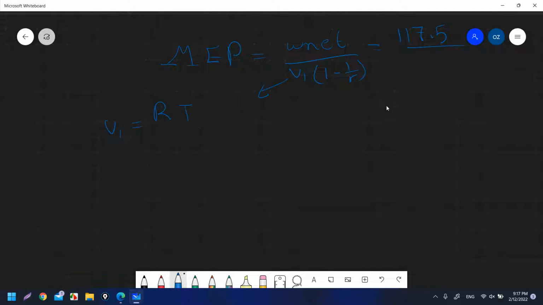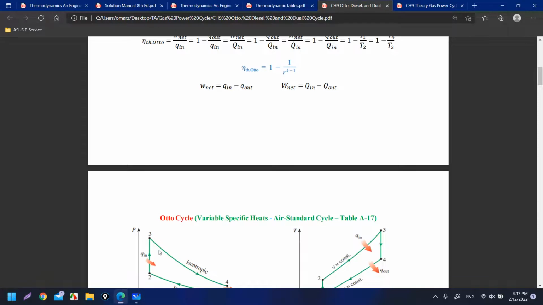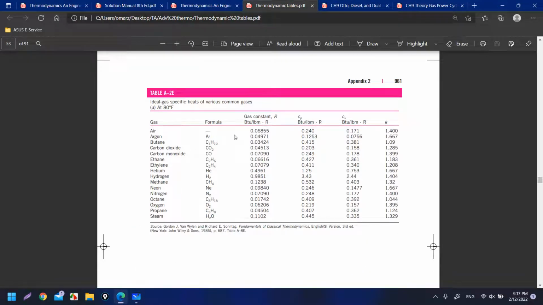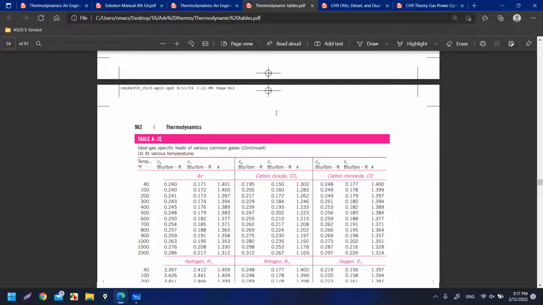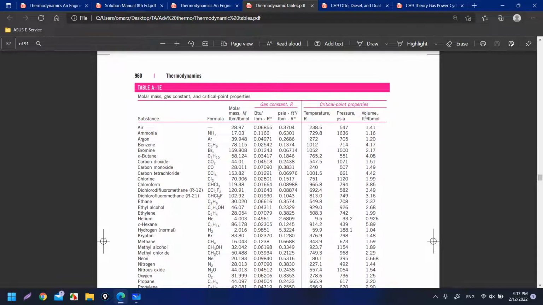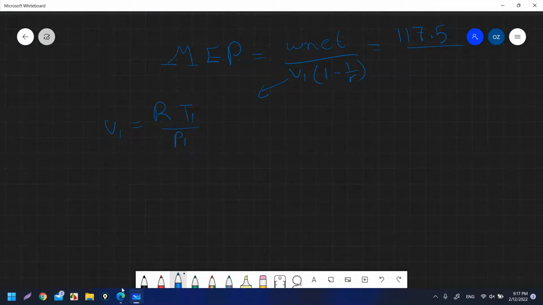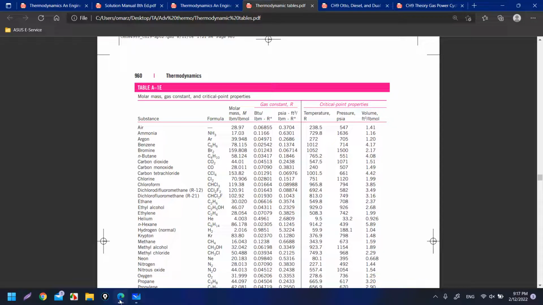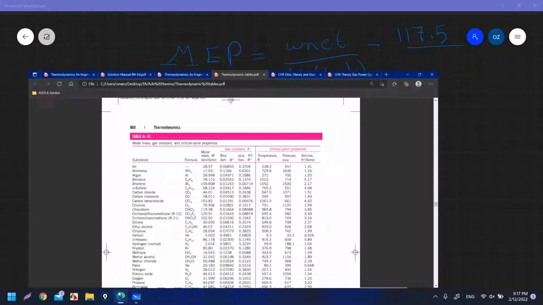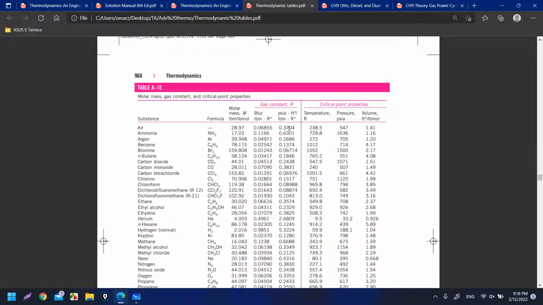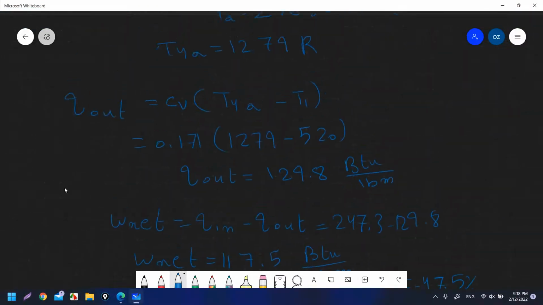V1 is equal to RT1 over P1. R is from the table, for air in this unit. We have the temperature in Rankine and the pressure in pounds per square inch. That is why I will use this one, 0.3704, because the pressure in the question is given in pounds per square inch.